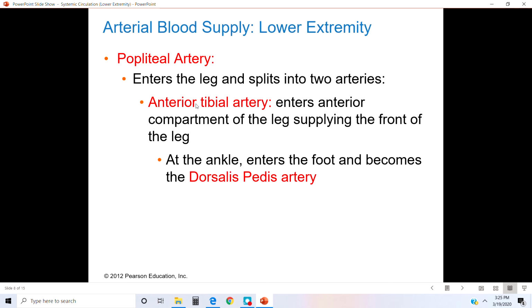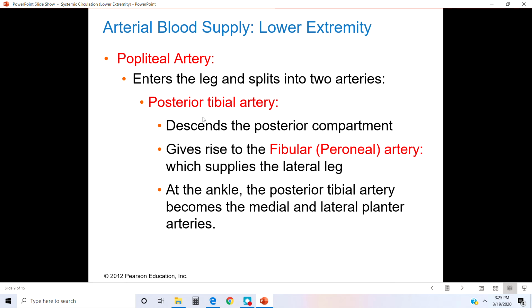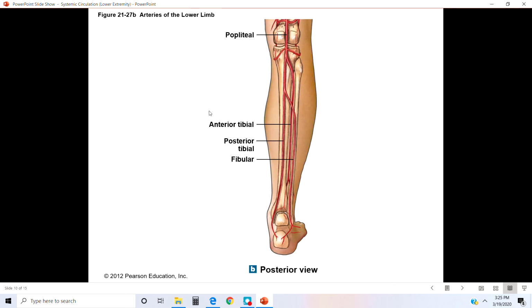So the anterior tibial artery enters the anterior compartment, and then it goes down the front of the leg where it terminates as the dorsalis pedis artery. The second branch of the popliteal artery is the posterior tibial. All right, so let me just show you that.